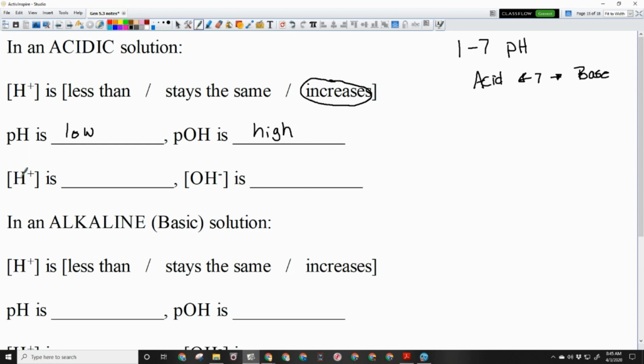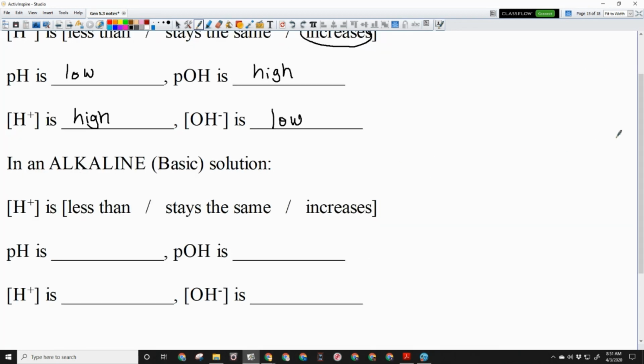Okay, the hydrogen ion concentration is high, while the OH concentration is low. So these are in a balance with each other. They're always opposites. All right, so I'll move the screen down so we could see the bottom part here.